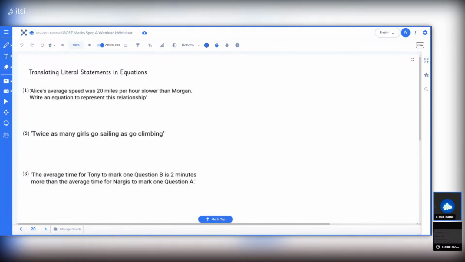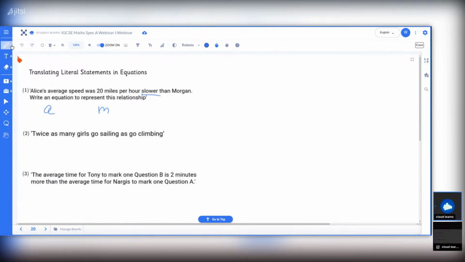All right, next, translating literal statements into equations. All the way from the simplest questions to the most challenging questions, this can come up in different places. So you really need to get to work on this, right? So let's start with the first one. Alice's average speed. So let's say Alice is A, Morgan is M. How do I build a relationship? 20 miles per hour slower than Morgan. Okay, this is where everyone goes, okay, slower, A minus M equals 20, A plus 20 equals M. How do I do this, right?